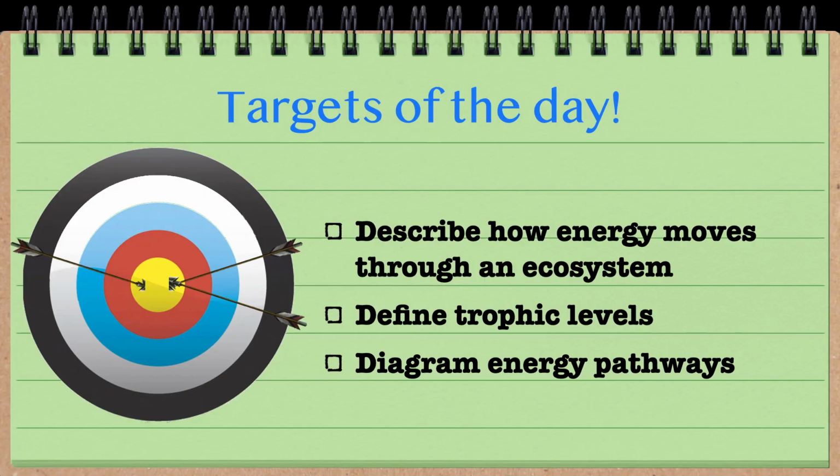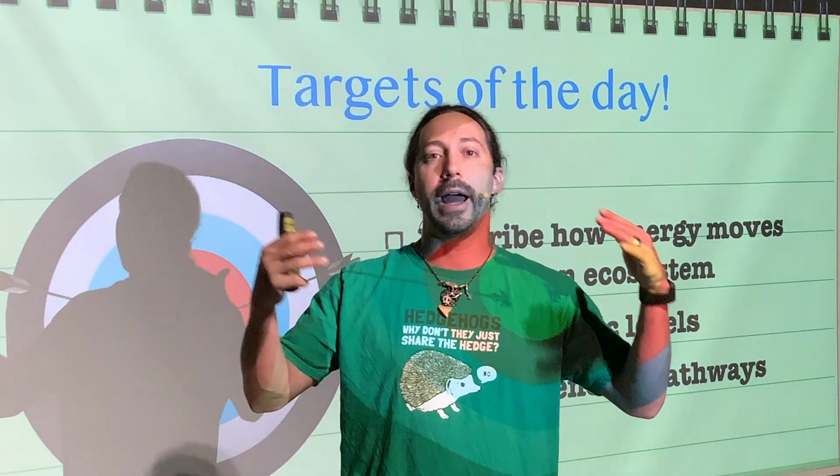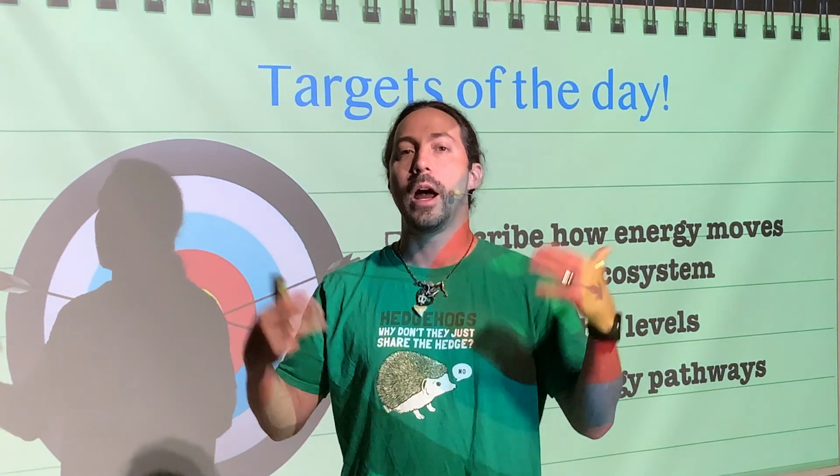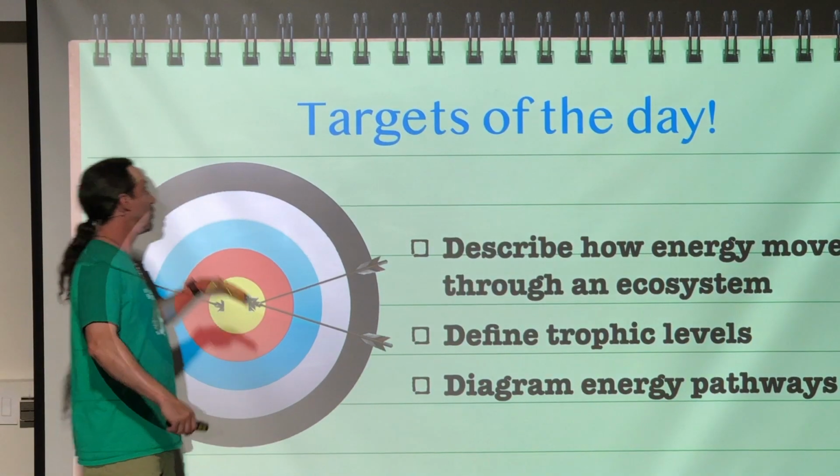diagram those energy pathways, the different ways or directions that energy can take throughout an ecosystem. This can either be done using a food chain or a food web. And that is our goals for today.